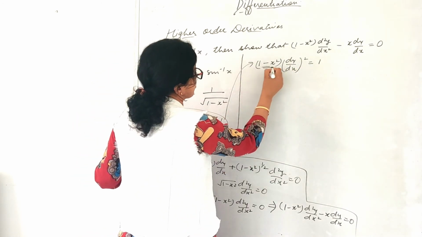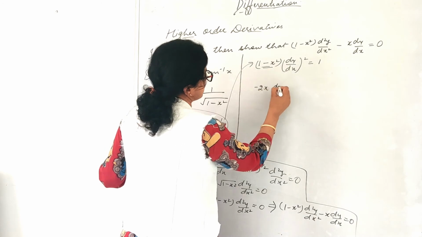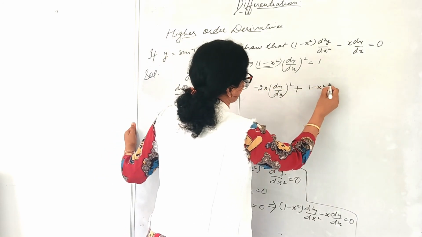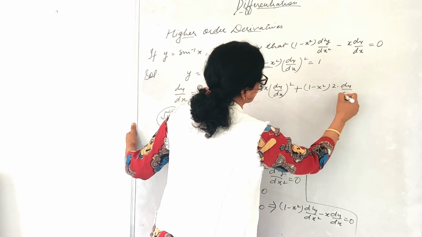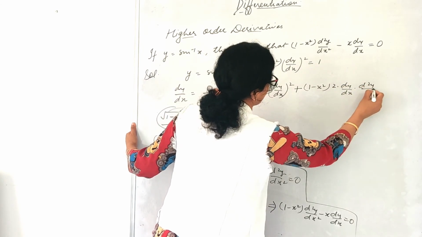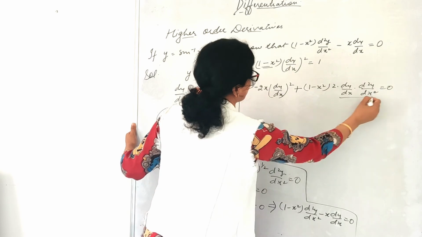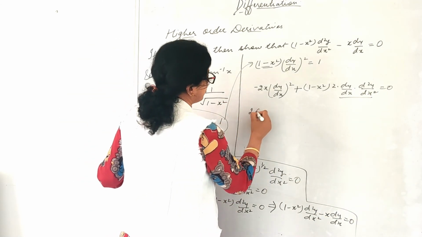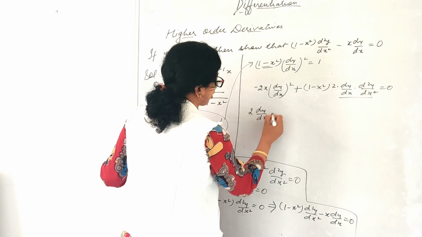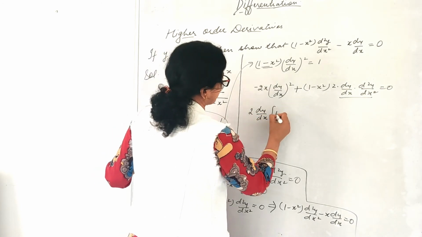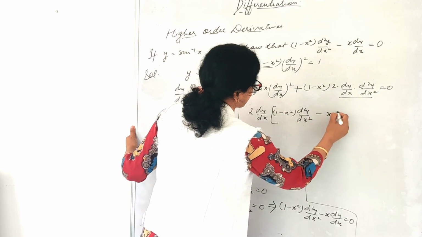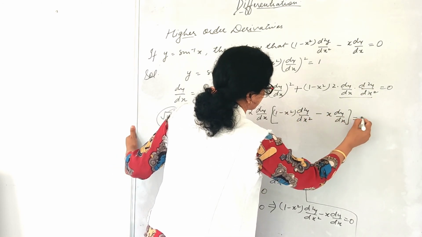So the differential of 1 minus x square will be minus 2x, into dy by dx whole square, plus 1 minus x square into 2 into dy by dx into d2y by dx2 equals 0. Chain rule, right? Now what can I take out common over here? I can take out 2 dy by dx common. So I am left with 1 minus x square d2y by dx2 minus x dy by dx equals 0.